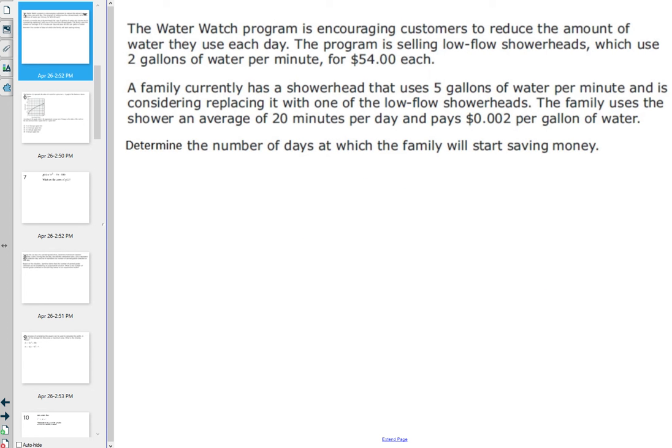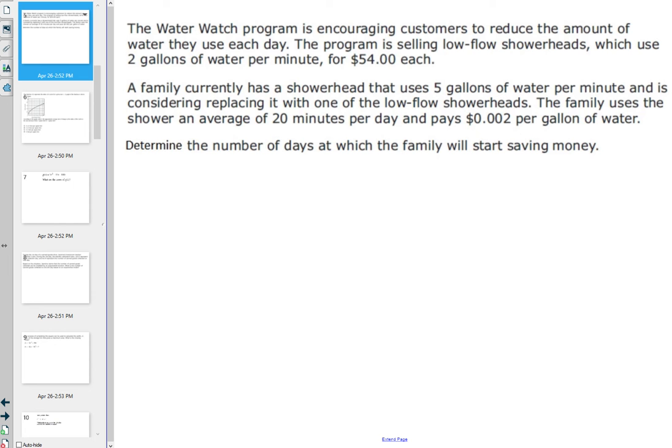The Water Watch program is encouraging customers to reduce the amount of water they use each day. The program is selling low-flow shower heads, which use 2 gallons of water per minute for $54 each. A family currently has a shower head that uses 5 gallons of water per minute and is considering replacing it with one of the low-flow shower heads. The family uses a shower an average of 20 minutes per day and pays $0.002 per gallon of water. Determine the number of days that the family will start saving money.